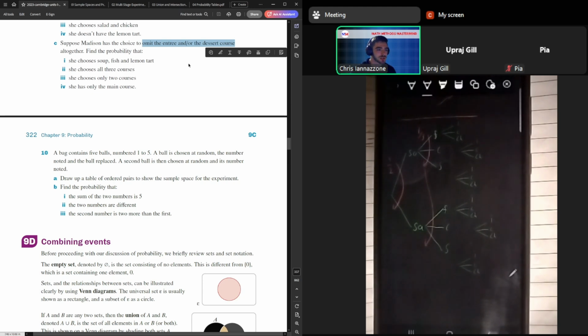The fact that you could omit either the entree and or the dessert starts mattering. It's a really cheeky way of going about it.